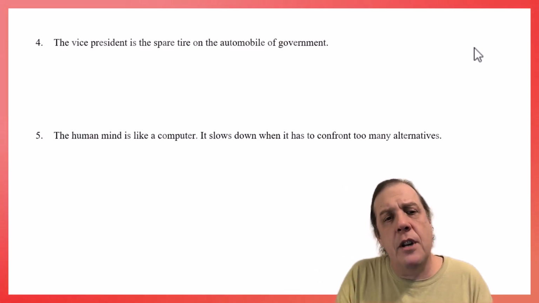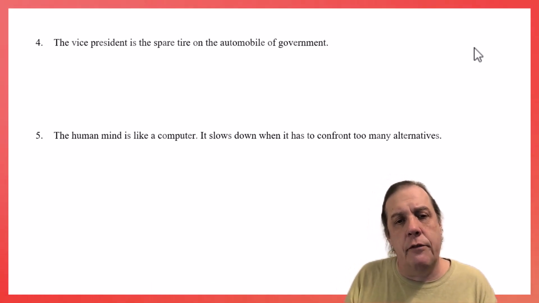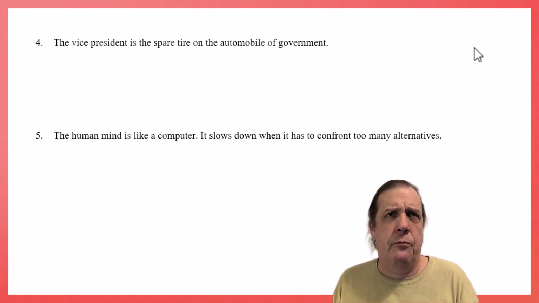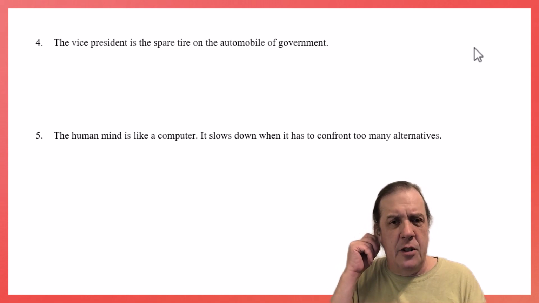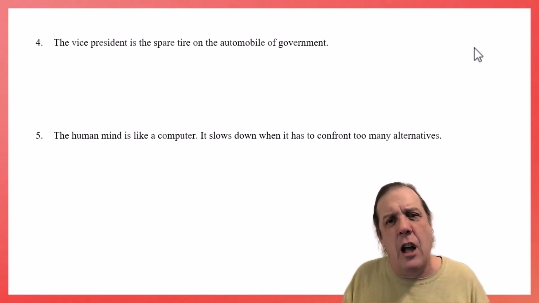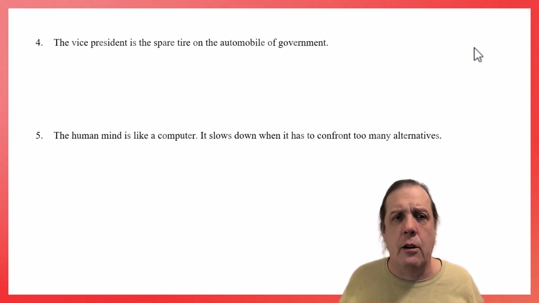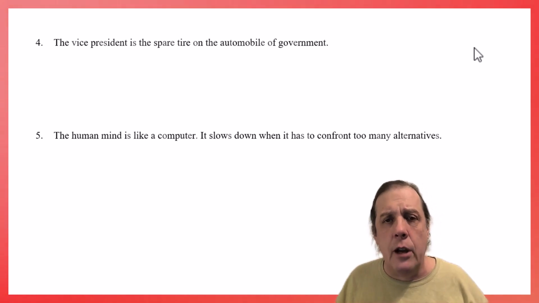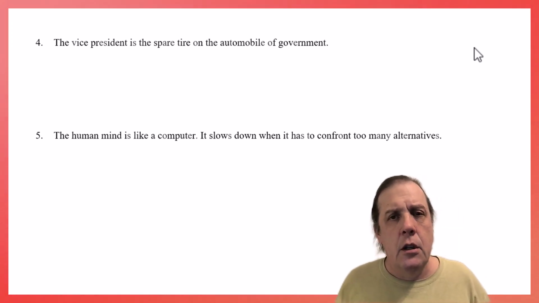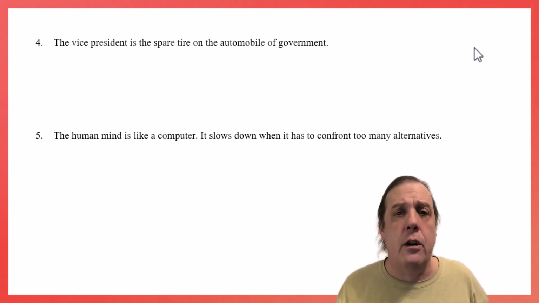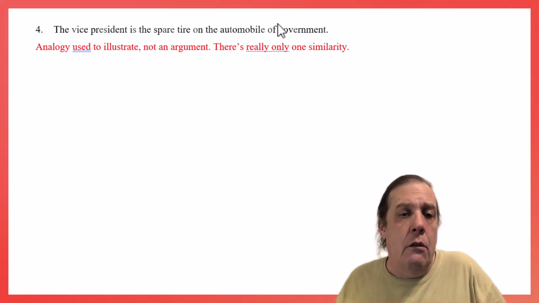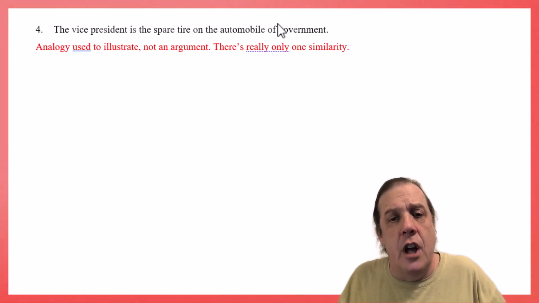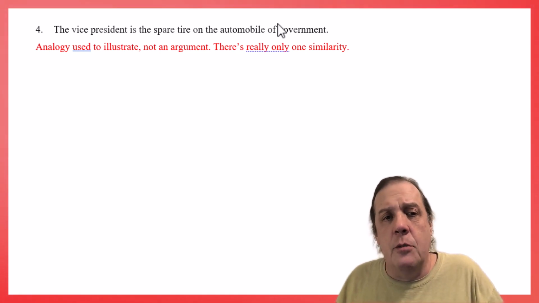Okay, 4. The vice president is like the spare tire on the automobile of government. So, the vice president takes over when the president is incapacitated, and spare tires are used when tires go flat. You've got a comparison with one similarity. But one of the things that I said was that comparisons with only one similarity aren't enough to create an argument by analogy. So again, number 4 is an analogy used to illustrate. It's not an argument, because there's really only one similarity.